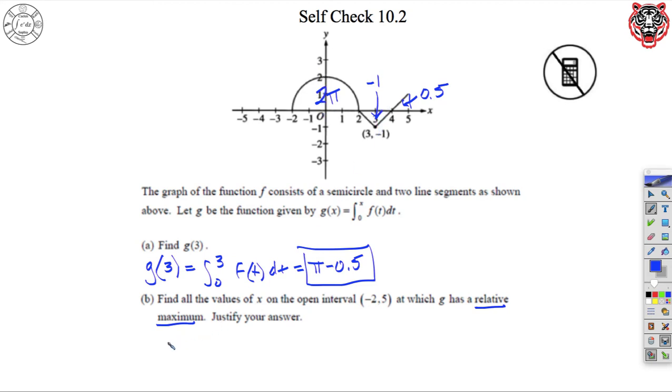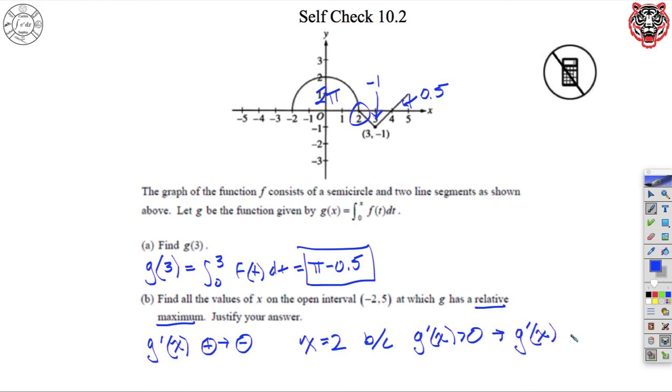Relative maximum. So for a relative maximum, this is going to be where g prime of x goes from a positive to a negative. So g prime of x is the same thing as f of x, which means we're looking for a height. Where does the height go from a positive to a negative? It goes from a positive to a negative there. So we say at x equals 2, and our rationale is that we need to give the definition, where g prime of x goes from a positive to a negative.